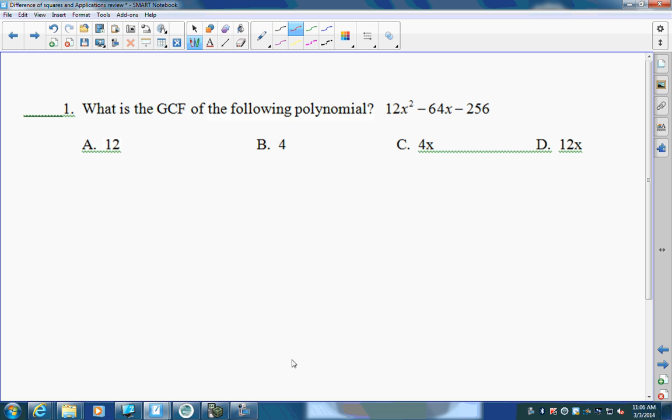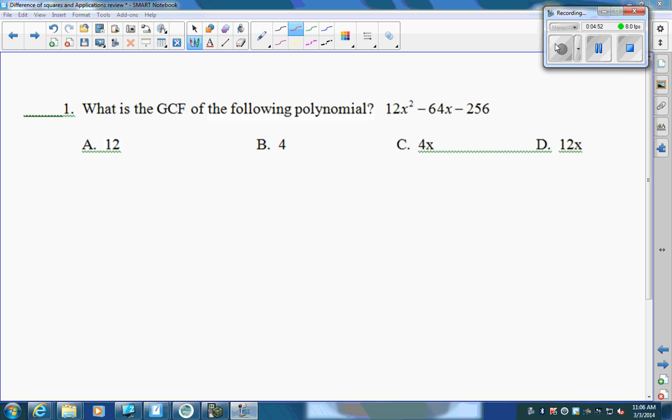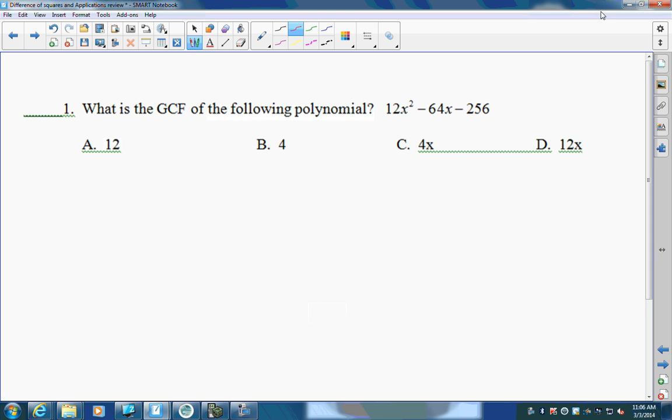Hint, hint, hint. You're going to see that again today. Ready? What is the GCF of the following polynomial? Now, GCF means you need to find the greatest common factor. Right now, what we need to look at is this. First thing I want to look at is 12. I find the smallest number.